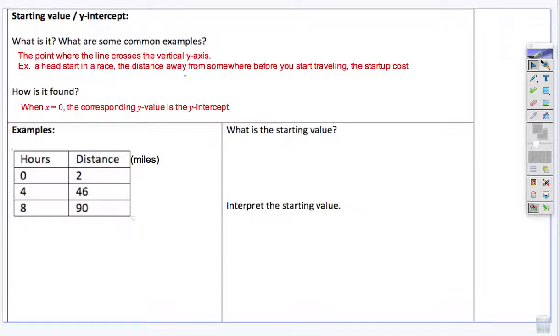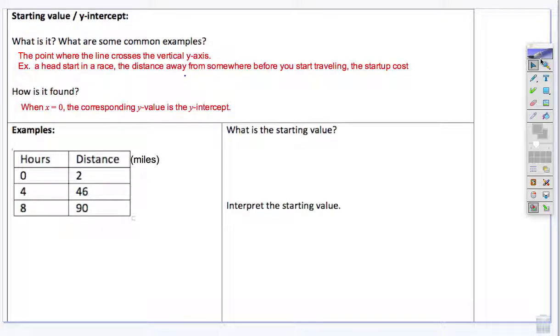Or it could be the startup cost. If we're talking about a business, they may have costs for their materials or things they're going to sell or equipment or something. So they might start in the negative as far as profit is concerned and then start making money. So there's some common examples.